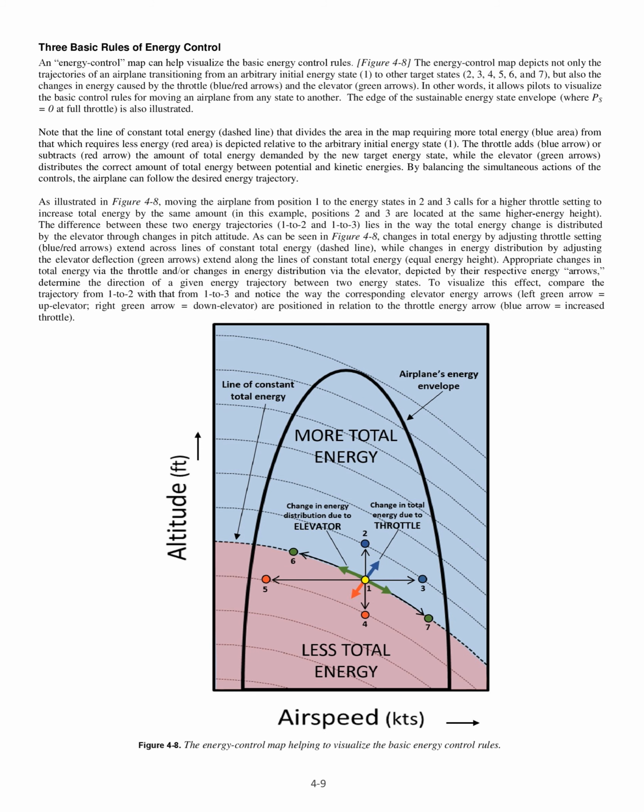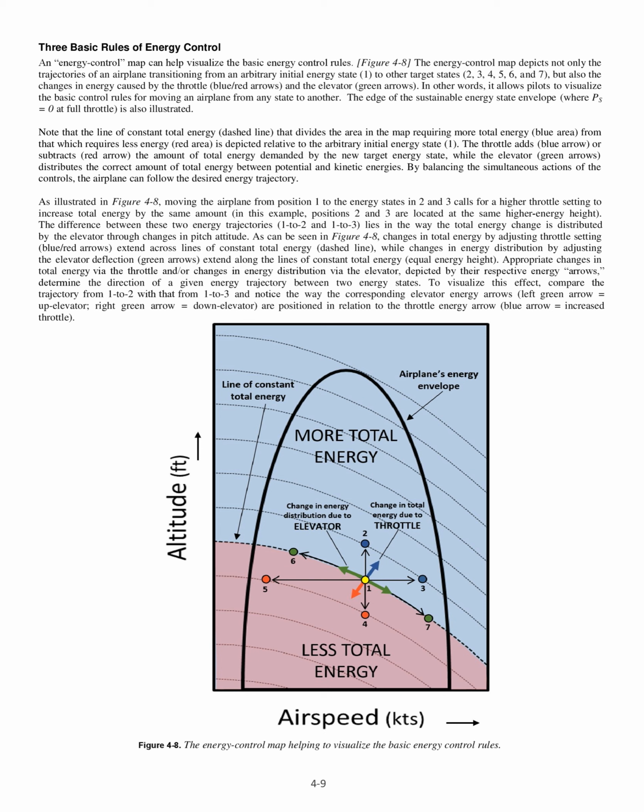As illustrated in Figure 4.8, moving the airplane from position 1 to the energy states in 2 and 3 calls for a higher throttle setting to increase total energy by the same amount. In this example, positions 2 and 3 are located at the same higher energy height. The difference between these two energy trajectories, 1 to 2 and 1 to 3, lies in the way the total energy change is distributed by the elevator through changes in pitch attitude. As can be seen in Figure 4.8, changes in total energy by adjusting throttle setting, blue/red arrows, extend across lines of constant total energy, dashed line, while changes in energy distribution by adjusting the elevator deflection, green arrows, extend along the lines of constant total energy, equal energy height.